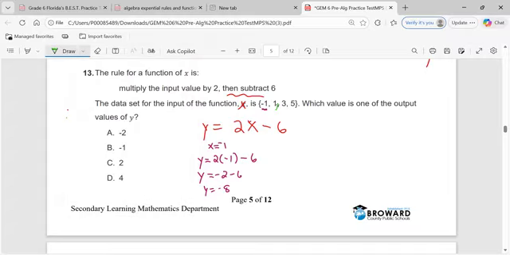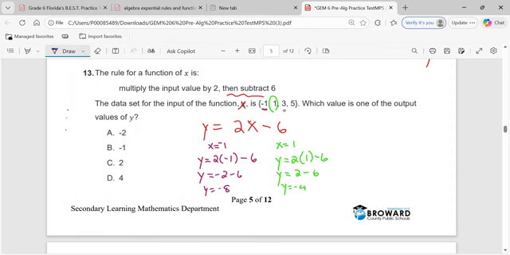Let's do green. That's when x is equal to 1. So when x is equal to 1, then y is equal to 2 times 1 minus 6. And this is just a game of substitution, right? 2 minus 6, y is equal to negative 4. Is negative 4 an option here? Nope. I'm going to keep going.